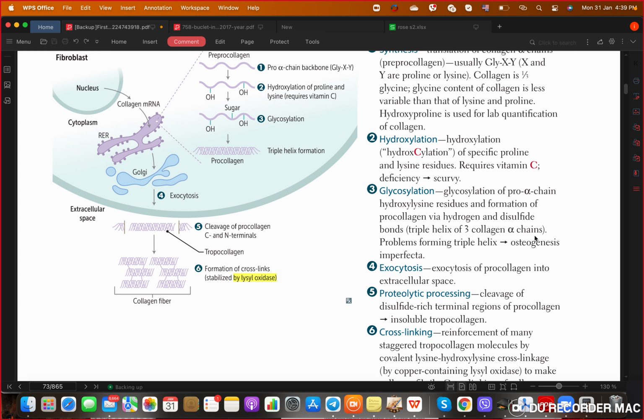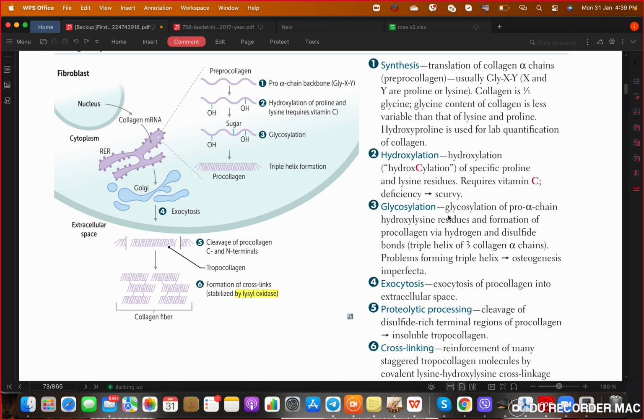Okay, so glycosylation of a pro alpha chain hydroxylysine residue and formation of a procollagen via hydrogen and disulfide bonds. Let's try to understand what happens now. We did the first step, we did the next step, and now we have the third step, which is glycosylation, adding sugar. It is glycosylation of a pro alpha chain hydroxylysine residue and formation of a procollagen via hydrogen and disulfide bonds.